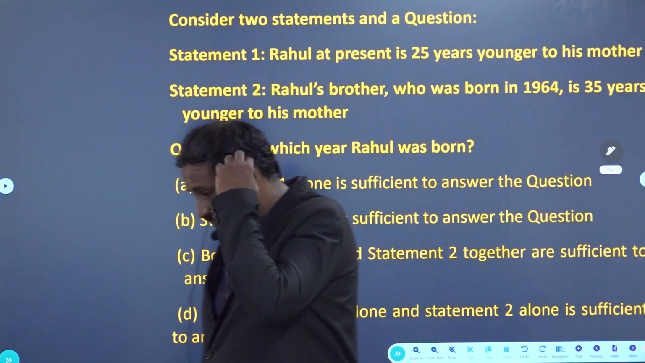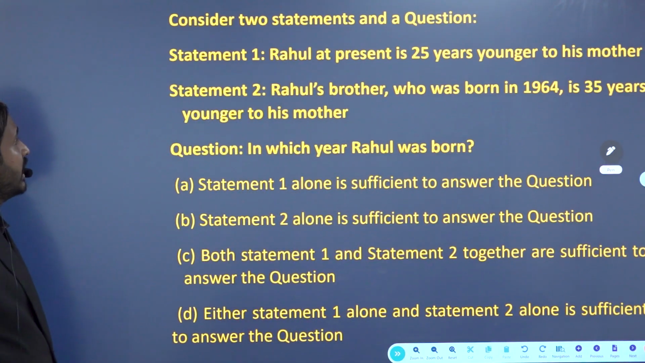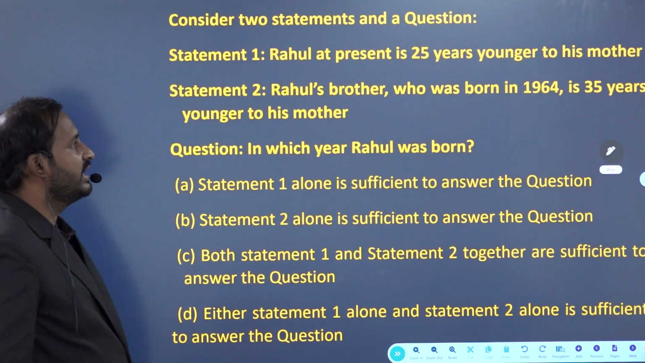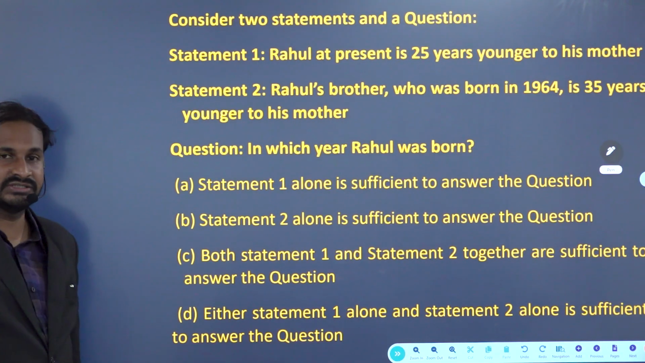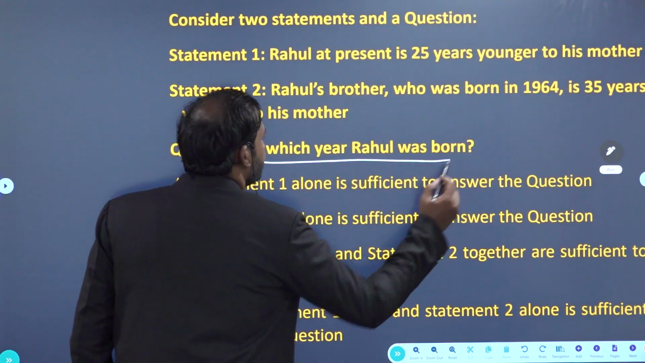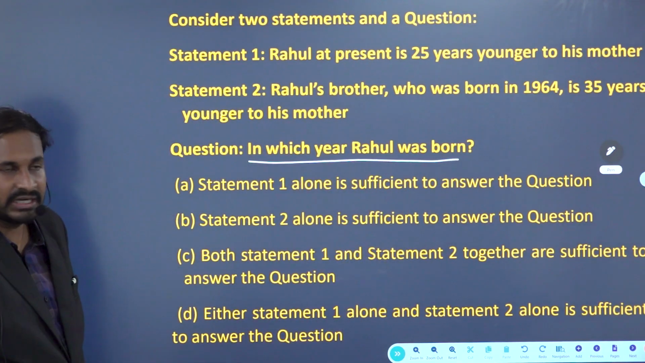Next, consider 2 statements and a question. Statement 1: Rahul at present is 25 years younger to his mother. Statement 2: Rahul's brother, who was born in 1964, is 35 years younger to his mother. The question is: in which year was Rahul born?